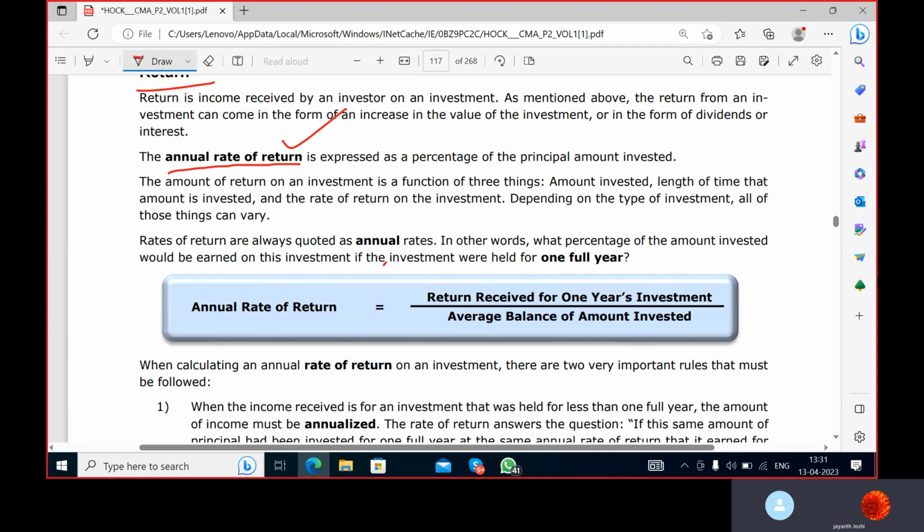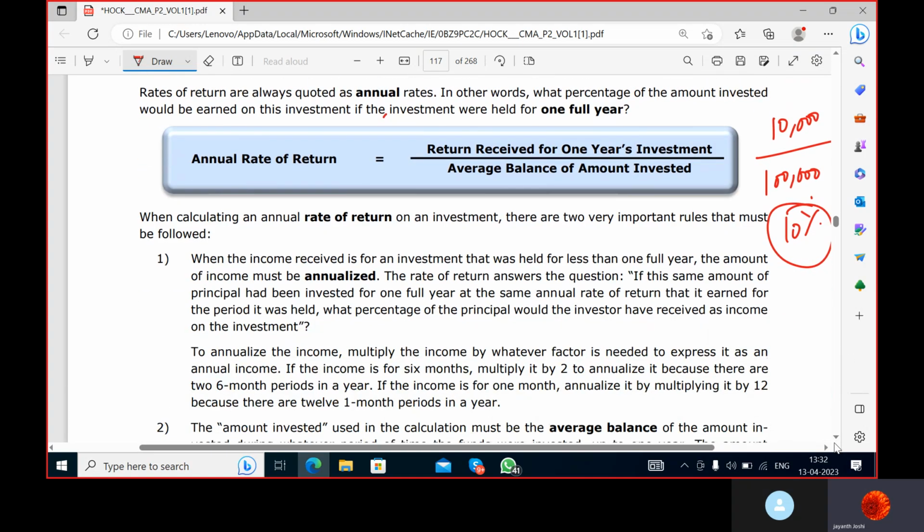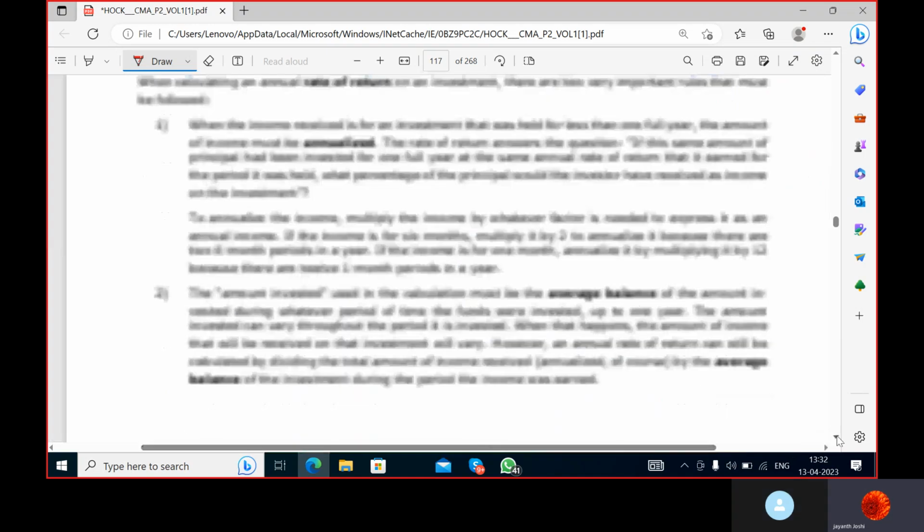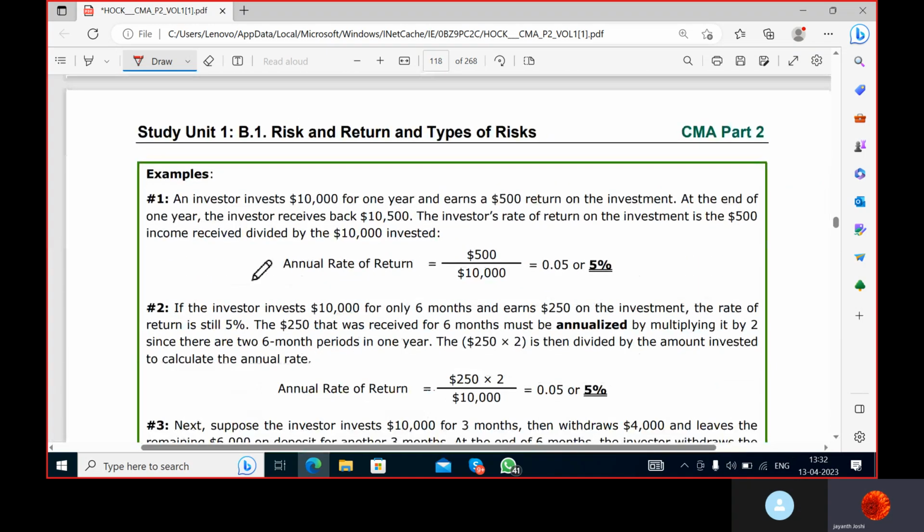When you invest your money for one full year, you will be getting some returns out of that. Let's say you have invested $100,000 and at the end of the year you got $10,000. So what is your annual rate of return? 10%. That's it. It is annualized, it is per annum. So please go for this question and calculate.